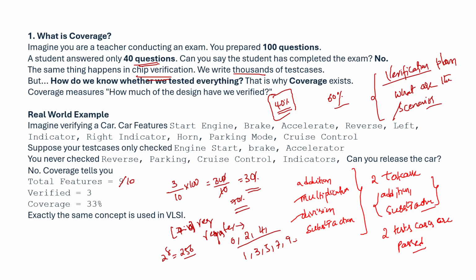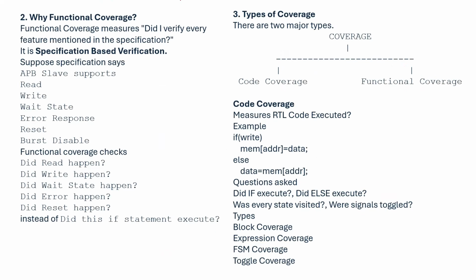So you need to ask yourself one question: have you verified all the scenarios? No, right? So that gives you the coverage measurement. Coverage is nothing but whether you measured what type of scenarios and features or not. In that we have two types of coverages: code coverage and functional coverage.